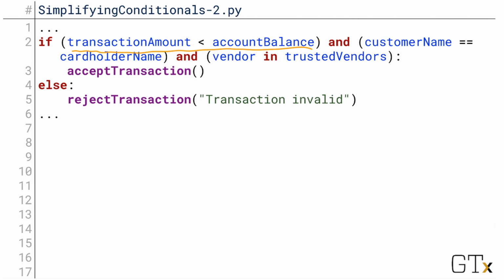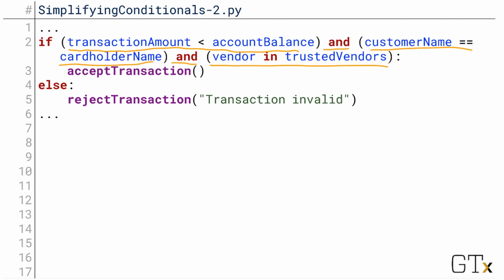Originally, we checked transaction amount is less than account balance, and then we checked customer name equals cardholder name, and then we checked that the vendor is in the trusted vendors. Here, instead of checking each of those operators on different lines, we're using AND operators to chain them together. We only accept the transaction if each individual part is true. If any of those three parts are false, we reject the transaction.